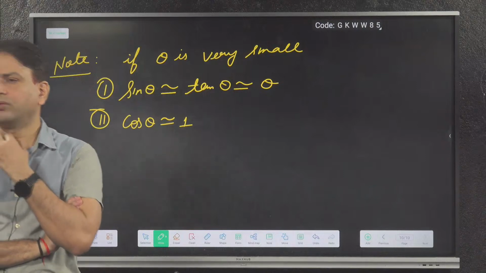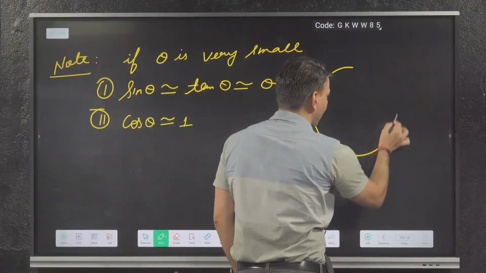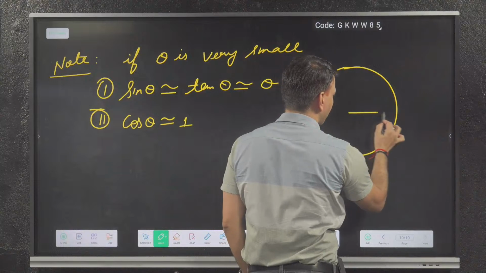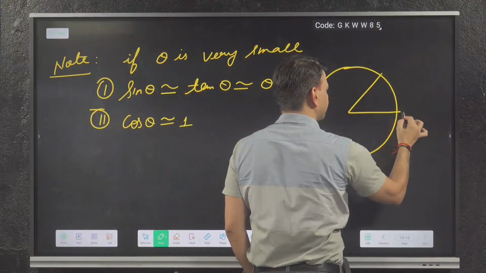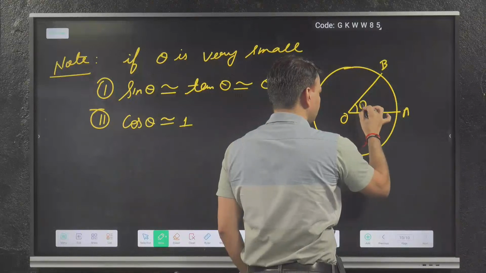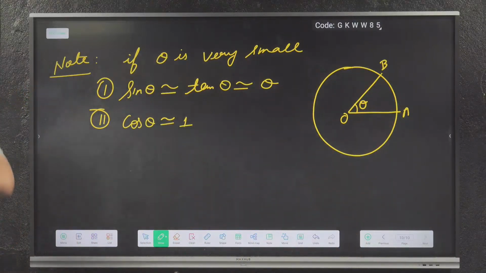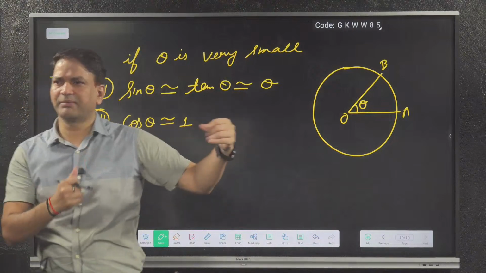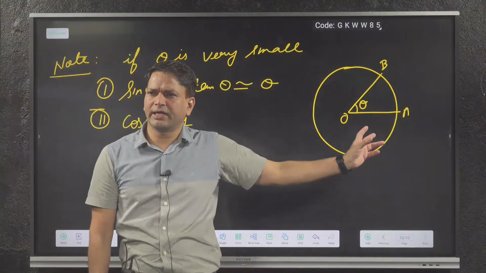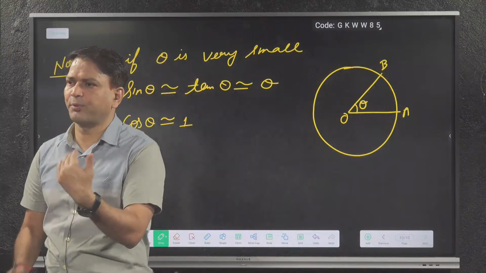I will show how. Suppose you have a circle, and this theta I'm taking large. So here, if I'm asking what is the theta, then you will say arc upon radius.